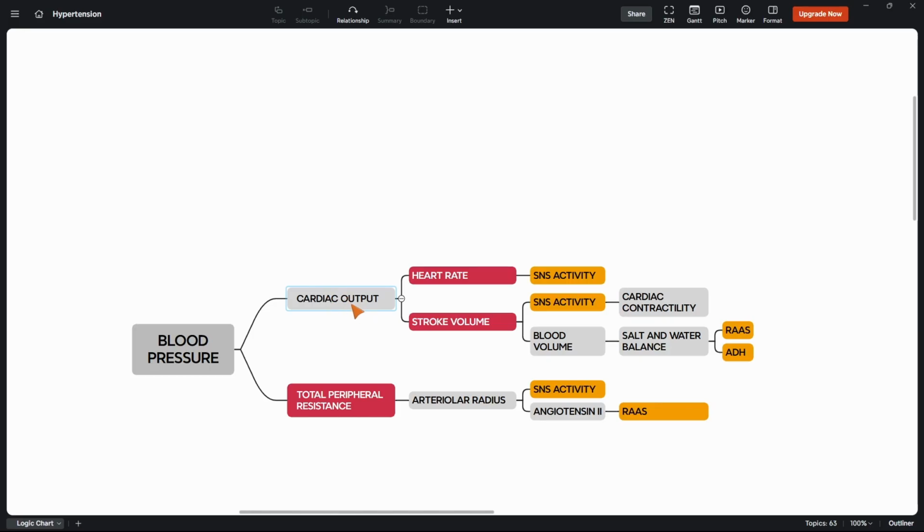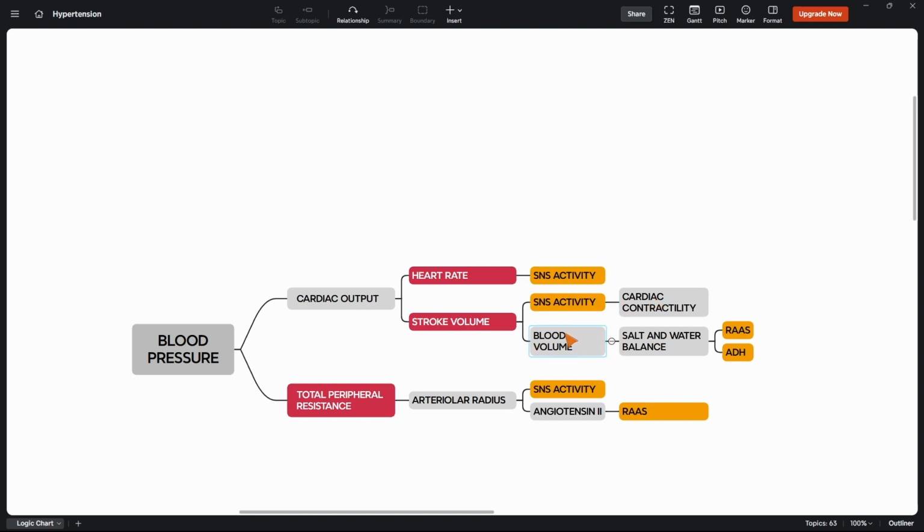So cardiac output in turn is determined by the heart rate and the stroke volume. Heart rate will be determined by the balance of autonomic inputs into the heart, into the sinoatrial node, by the sympathetic or the parasympathetic nervous system. The stroke volume, likewise, is determined by the sympathetic nervous system, which affects the cardiac contractility, so how hard the heart is squeezing to pump blood out. And stroke volume is also determined by the blood volume.